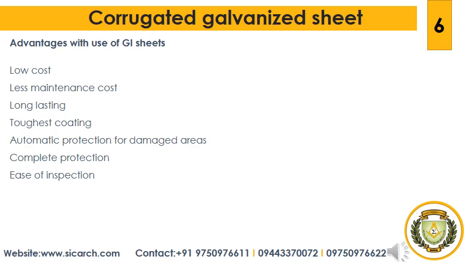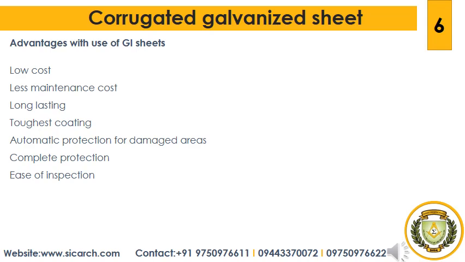So the fourth one is reliability. Galvanizing is usually carried out as per standards and minimum coating thicknesses are applied. Coating life and performance are reliable and predictable. So the next one is the toughest coating. A galvanized coating has a unique metallurgical structure which gives outstanding resistance to mechanical damage in transport, erection and service.